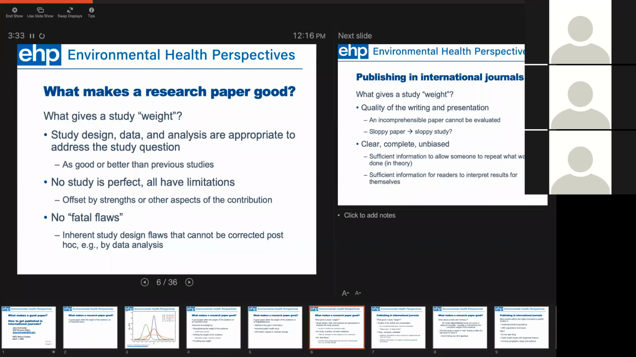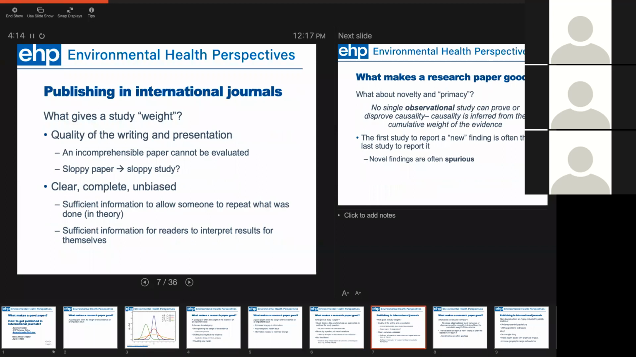No study is perfect. All studies have limitations, right? So we know that. But hopefully the limitations are going to be offset by strengths and other aspects of the contribution. And the worst thing is a study that has a fatal flaw. A fatal flaw is something that's inherent in the study design that you can't correct after the study is done. So you can't fix it by adjusting the data analysis. So a study with a serious fatal flaw is going to have very little weight, even if the study question is important.